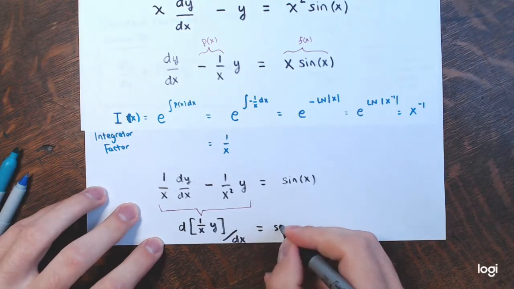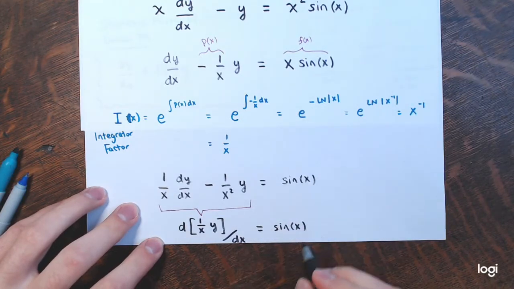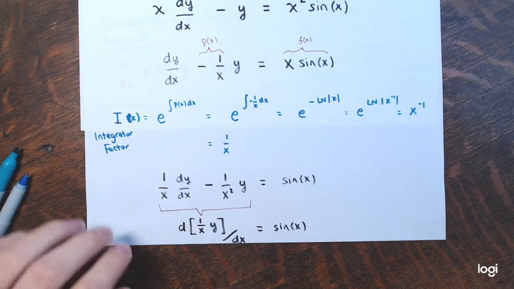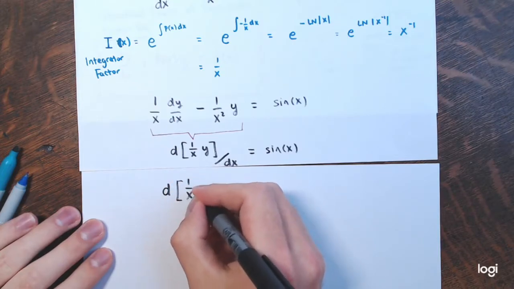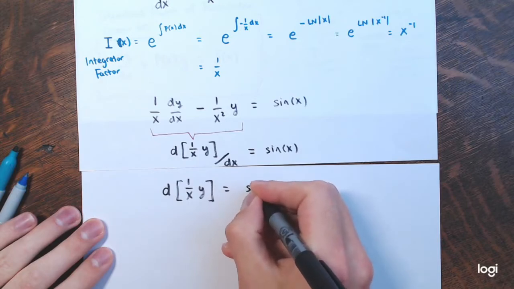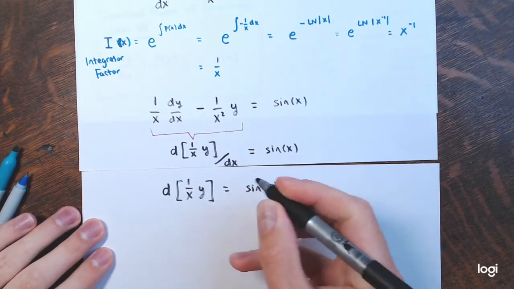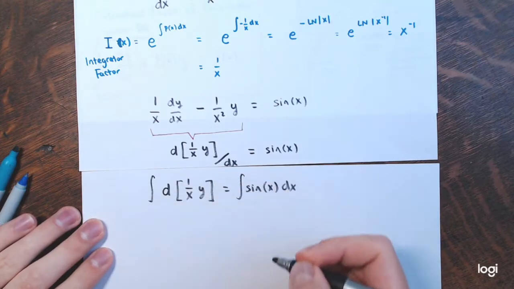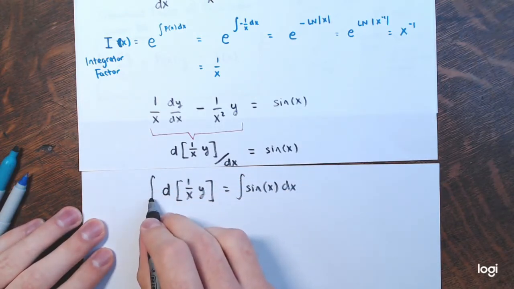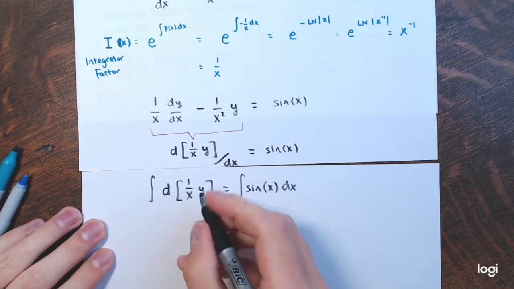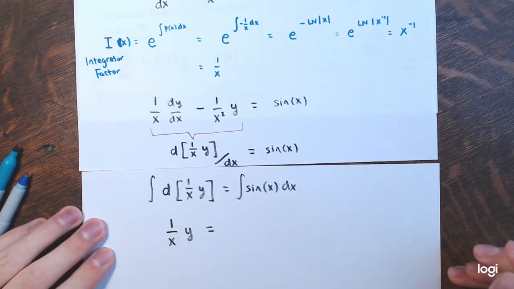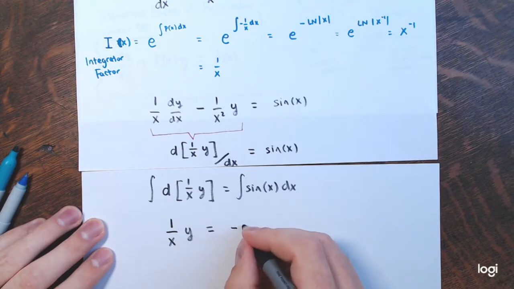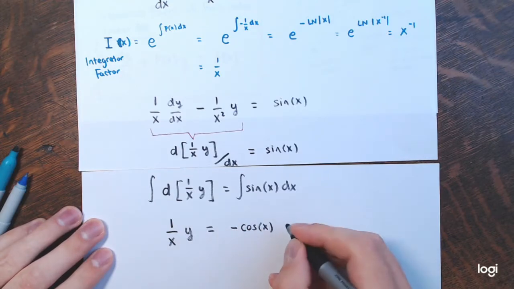Equals sine of x, and then I can take the dx to the other side, and then we'll integrate and solve for y. So I have the differential of 1 over x times y equals the sine of x dx, and we're going to do the antiderivative of both sides. And this is, again, the antiderivative of a differential. They undo each other, and I'm just left with 1 over x times y. And then over here, the antiderivative of sine of x was negative cosine of x. And then I'll put plus some constant over here.